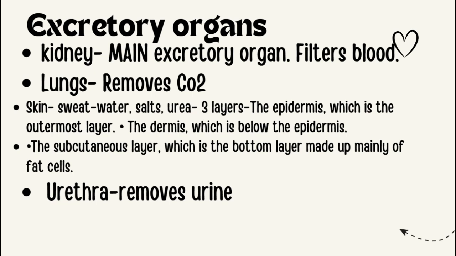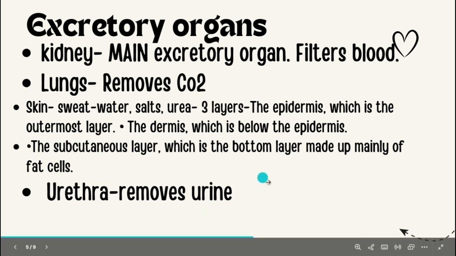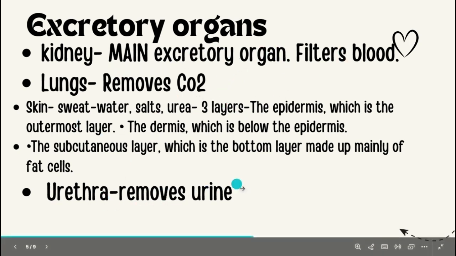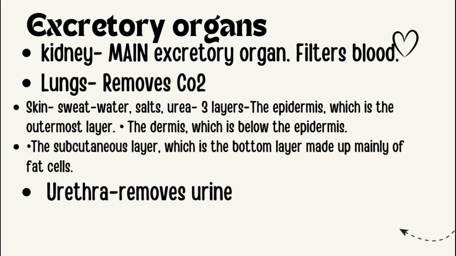So even though the focus is on the kidney and it is the main excretory organ, we also have the lungs that serve their role. We also have the skin that serves its role. And just to know, the urethra removes urine. The kidney is what would filter out the blood and make the urine, and then the urethra is where the urine would actually pass out to get out of the body.